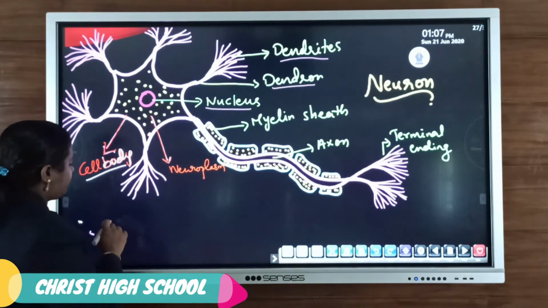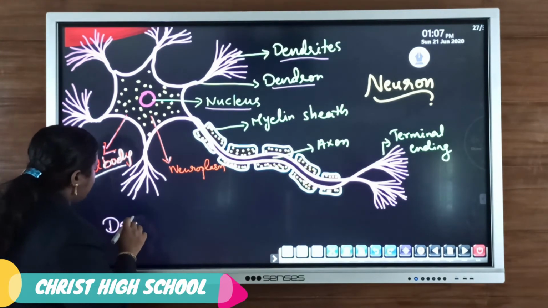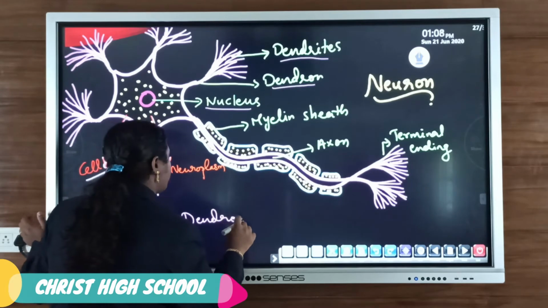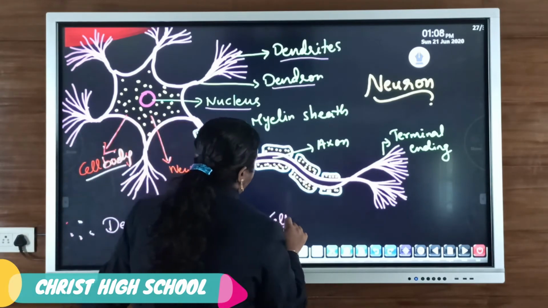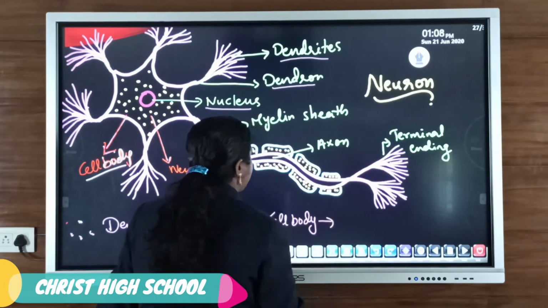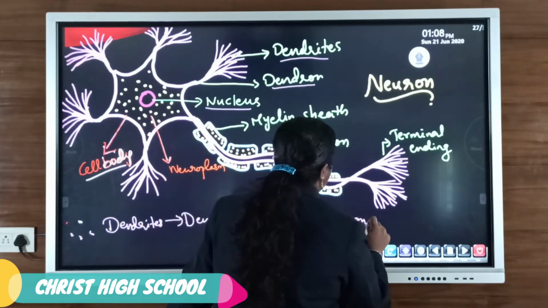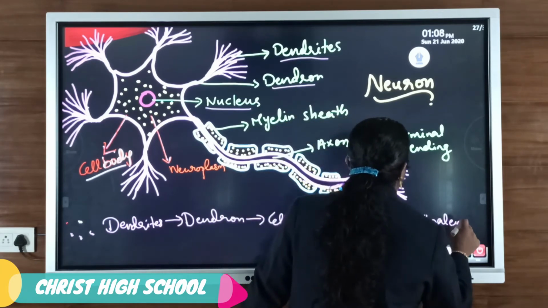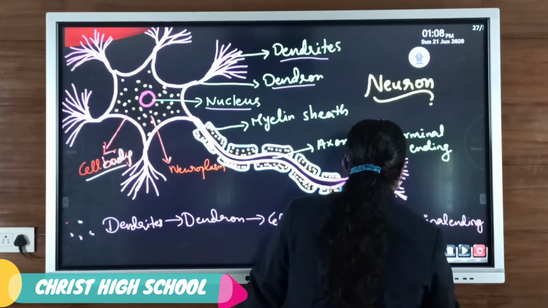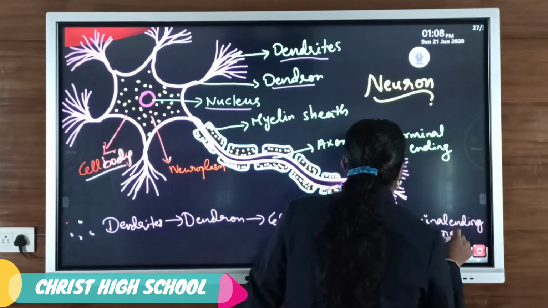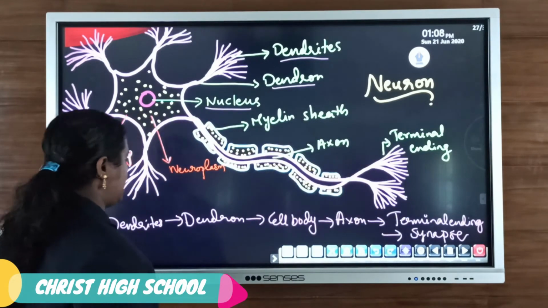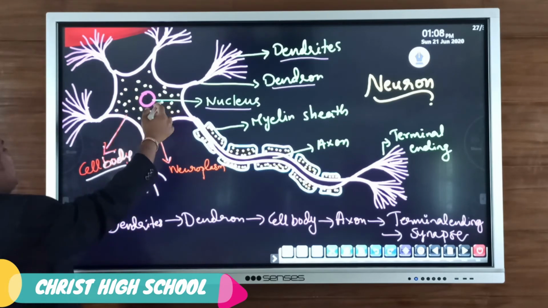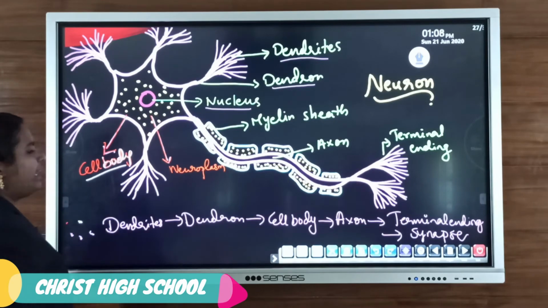From dendrite, the impulse is carried to dendron, and then from dendron to cell body. Then it transmits the impulses to axon. Then it reaches the terminal ending, or we can say the region of synapse. So nucleus, then it contains neuroplasm, and the main branch of the cell body is known as dendron, and dendrite is the final terminal branch.